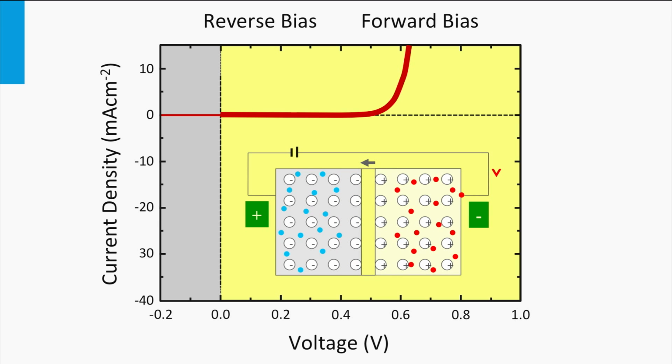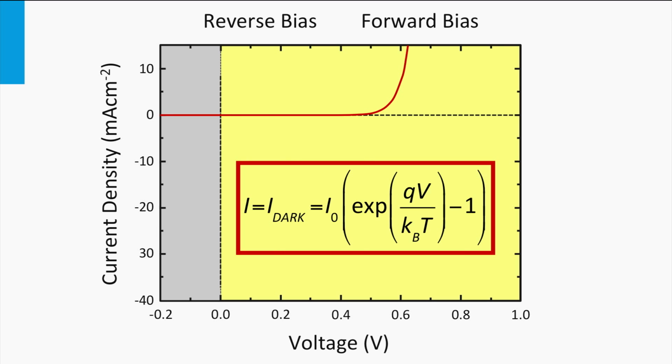Applying a positive voltage, reflected by the light yellow area, corresponds to the forward bias. Above a certain voltage, the current starts to significantly increase with increasing the voltage. This is a characteristic IV curve of an ideal silicon PN junction in the dark.